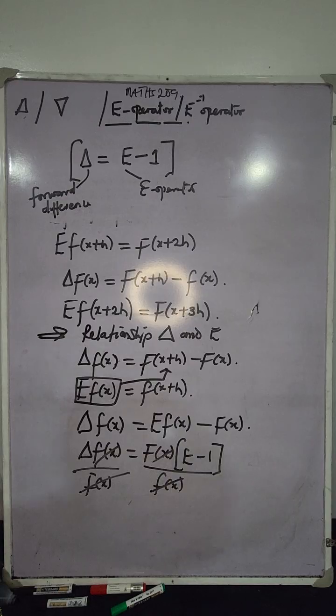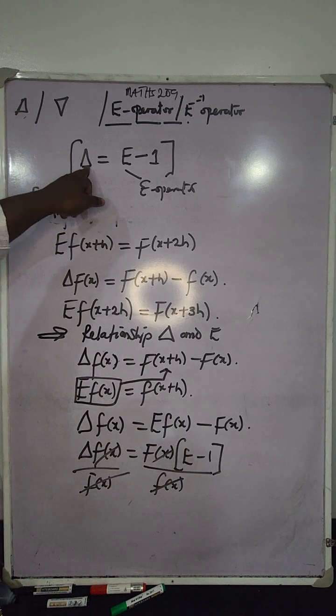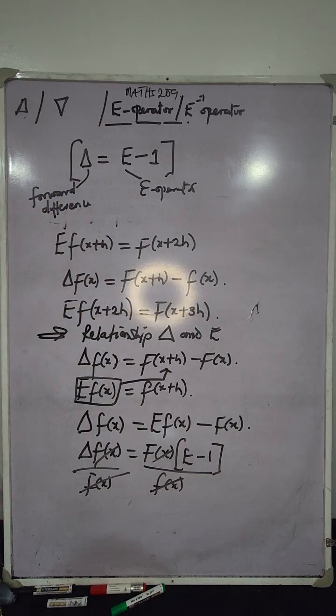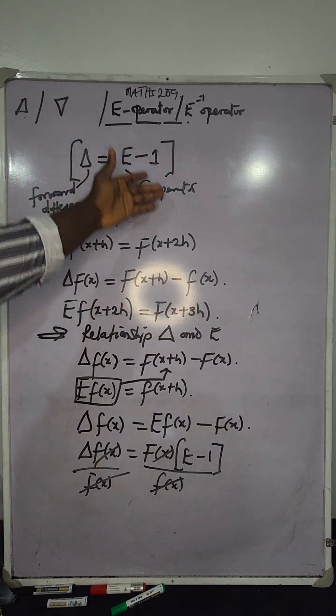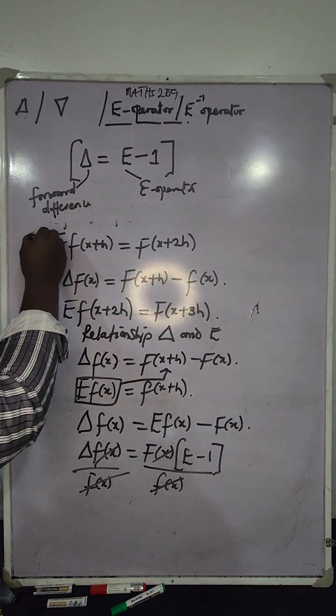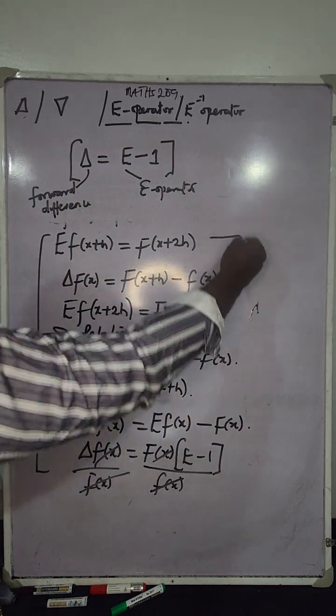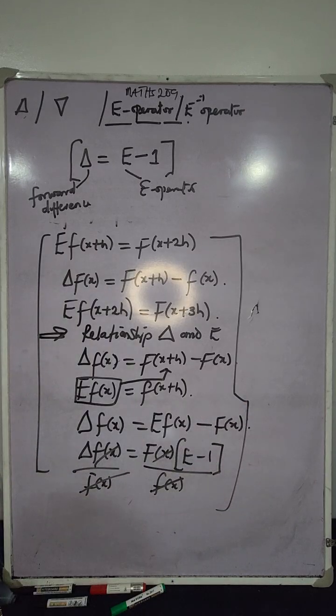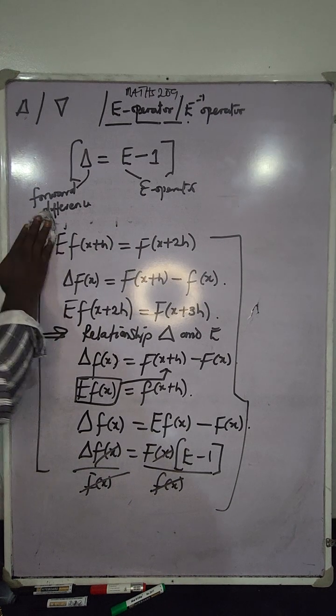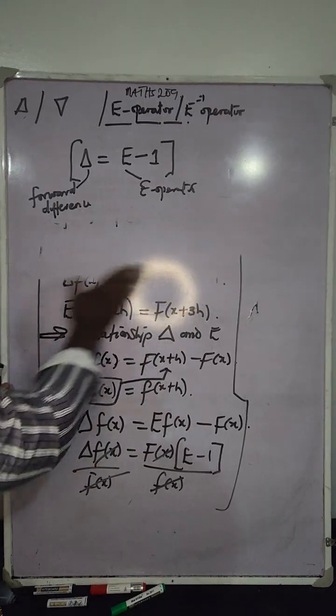So you can be asked in a test question to establish the relationship that exists between the forward difference operator and the E operator. Or you can simply say that the forward difference operator is equal to E minus 1. We have been able to establish that here. All right? Now, having said this, there is something called the backward difference operator.